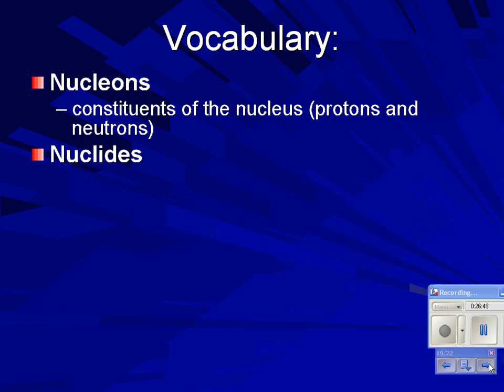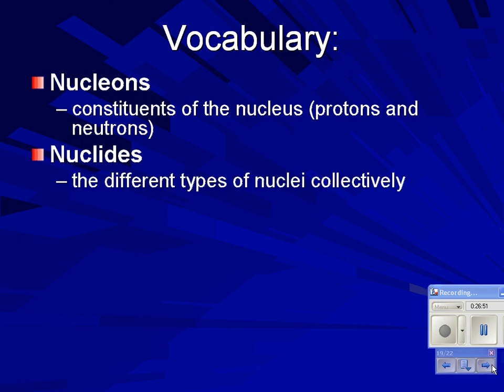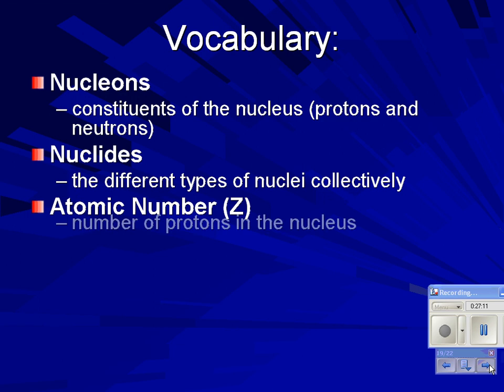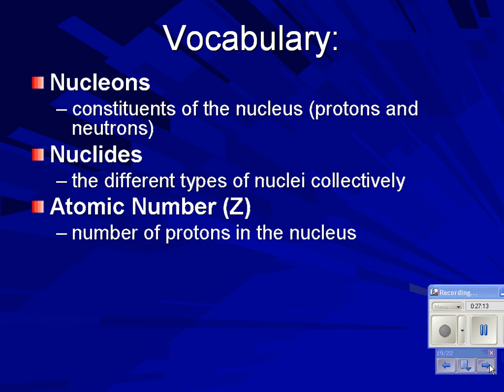A nuclide. Nuclide is a word for all the different kinds of nuclei collectively. So when you look at the periodic table of the elements, all those different elements are a bunch of different nuclides. Atomic number, represented by the letter Z, is the number of protons in the nucleus, which basically tells you what that element is. The number of protons tells you the characteristics of that element.